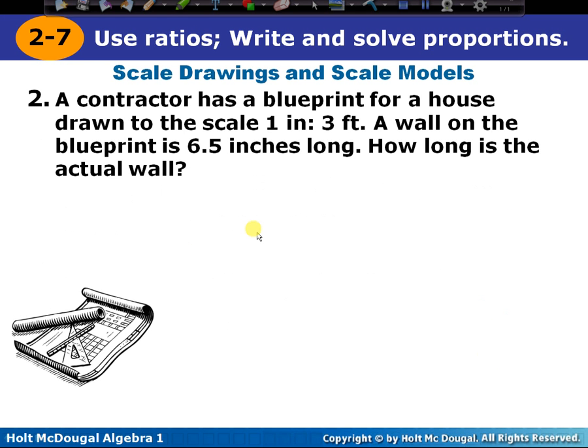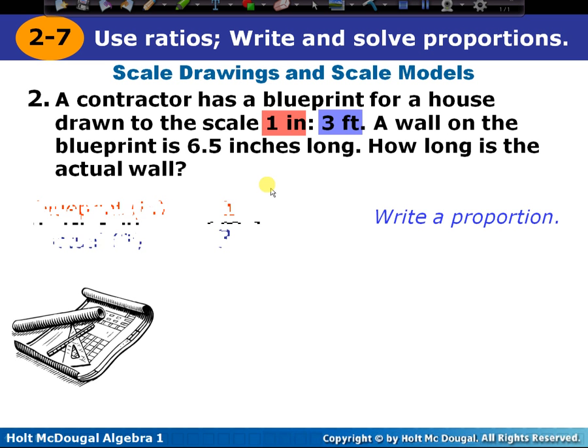All right, so let's look at an example of this. It says a contractor has a blueprint for a house drawn to a scale of 1 inch to 3 feet. A wall on the blueprint is 6.5 inches long. How long is the actual wall? Let's break this one down just like we did the previous one.